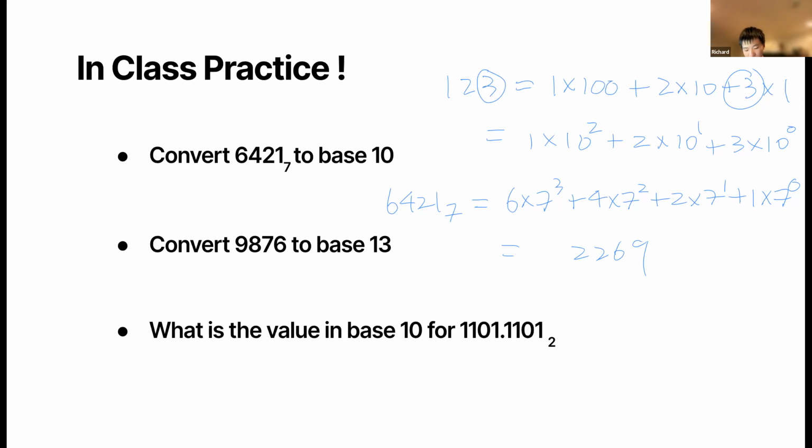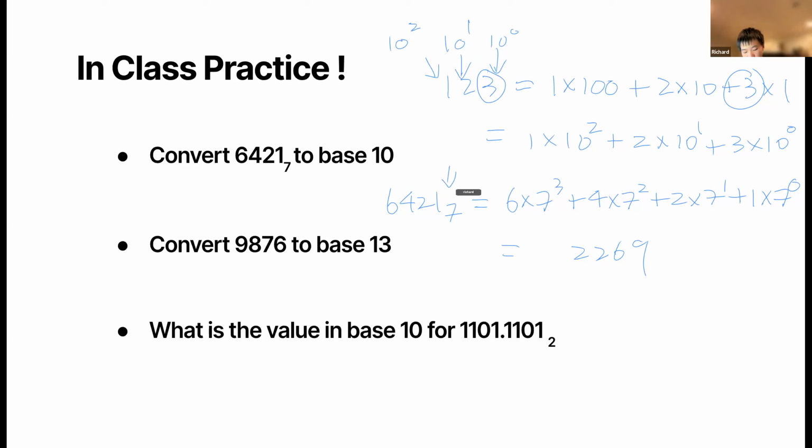Oh, so the 3 over here is the ones digit. So you can also express that as 10 to the power of 0. This over here is the tens digit, or 10 to the power of 1. And this is the hundreds digit, so it's 10 to the power of 2.